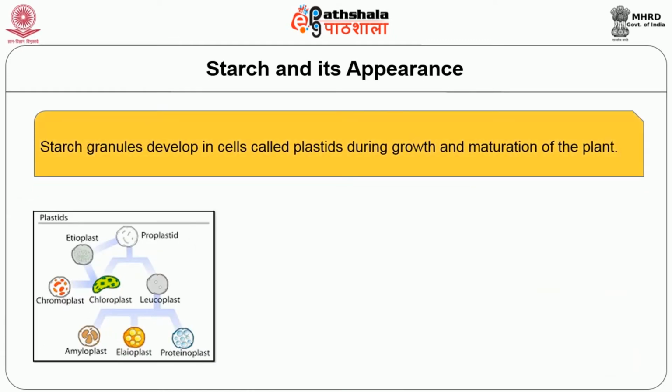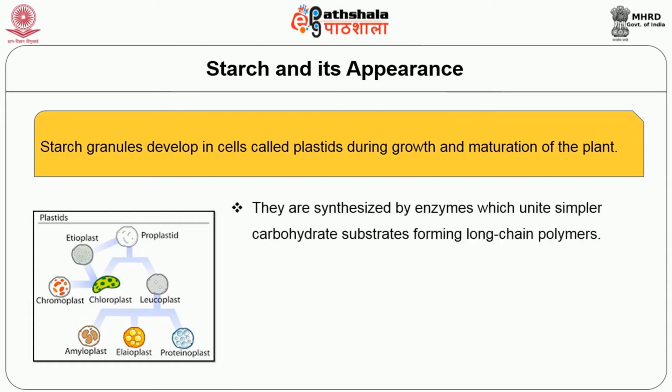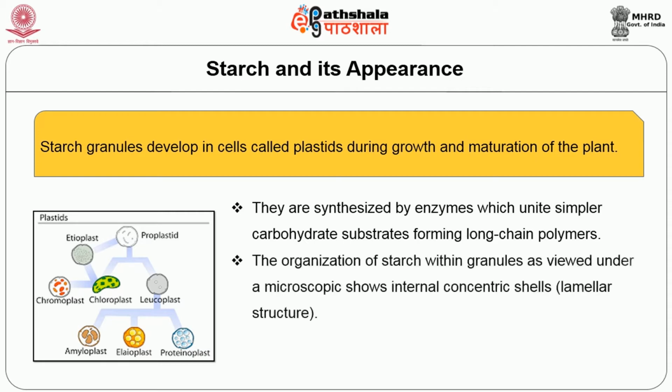Let us move on to starch and its appearance. Starch granules develop in cells called plastids during growth and maturation of the plant. They are synthesized by enzymes which unite simpler carbohydrate substrates forming long chain polymers. The organization of starch within granules as viewed under a microscope shows internal concentric shells.